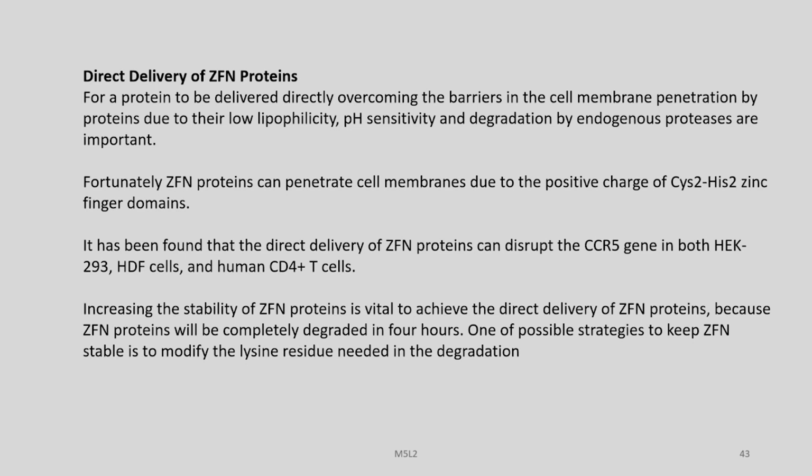Fortunately, ZFN proteins can penetrate cell membranes due to the positive charge of the Cys2His2 zinc finger domains, and it has been found that the direct delivery of ZFN proteins can disrupt the CCR5 gene in both HEK 293 and HDF cells and human CD4 plus T cells.